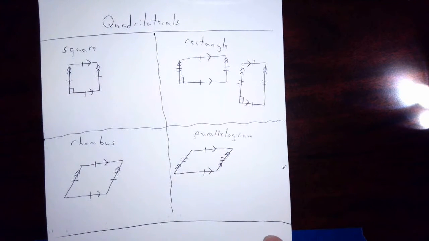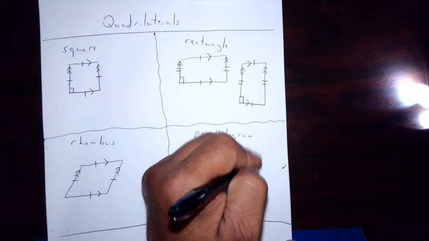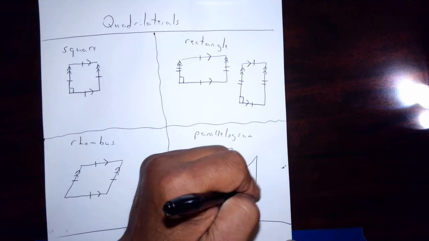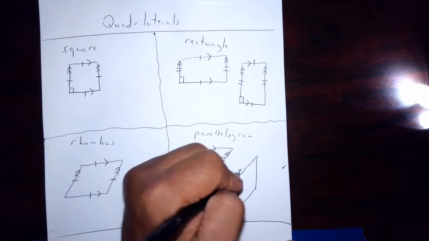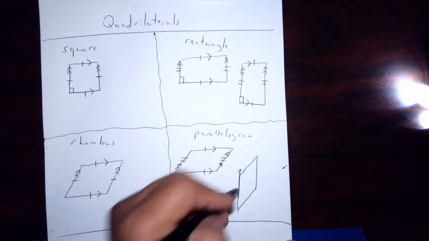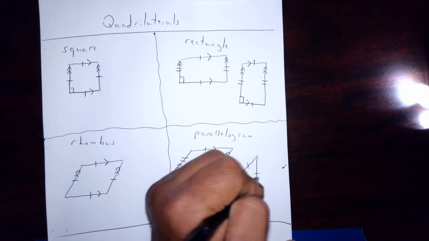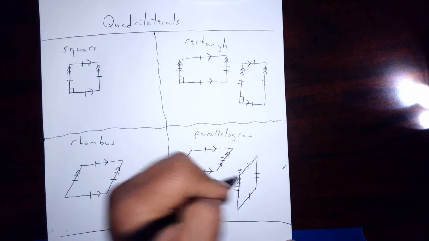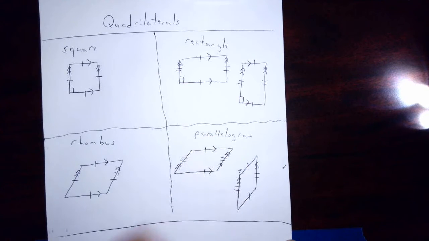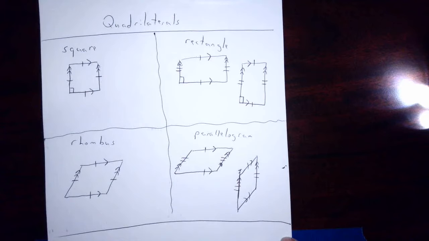Now, you can have a parallelogram like that, or you can have a parallelogram like this also. It's still going to be a squished rectangle. This side and this side are the same. Right here, these two sides are parallel. These two sides are parallel.